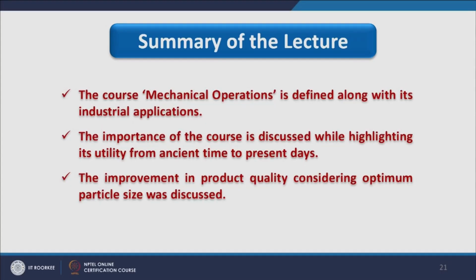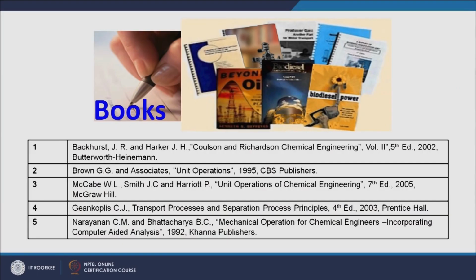The summary of this lecture goes as follows: the course mechanical operations is defined along with its industrial application. Another point is that the importance of the course is discussed, highlighting its utility from ancient time to present days. Further, I have discussed the improvement in product quality considering optimum particle size. So these 3 are basically the summary lines of the present lecture, and these are some of the books which you can refer to for this particular course. However, in between I have used some other sources on which I will speak at that time only.